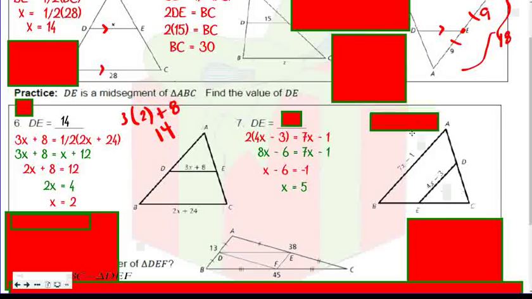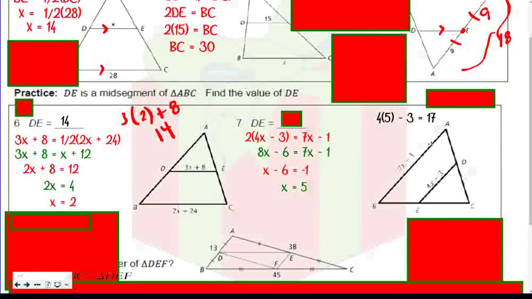Well, if I plug it in, 4 times 5 minus 3 is 17. So DE is 17.